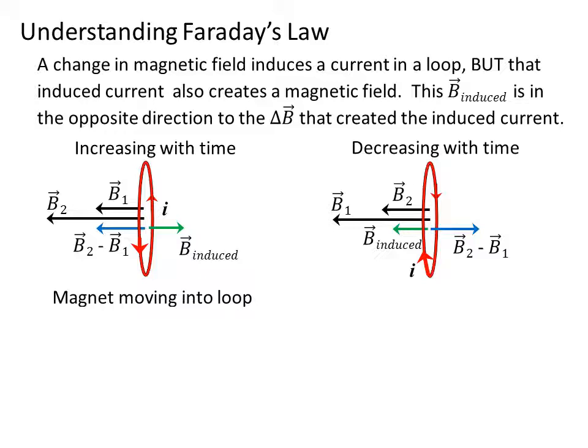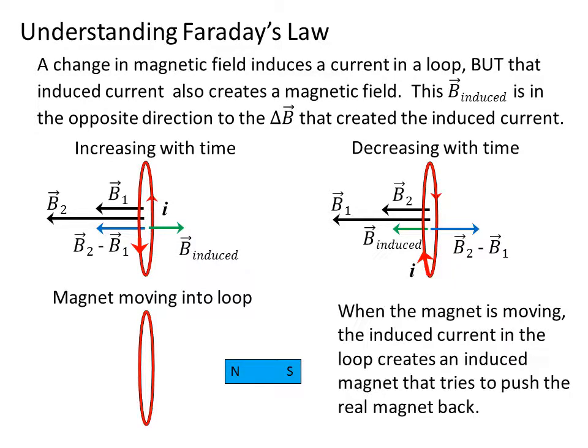We could also look at this in the case of a magnet moving into a loop. Here we have our loop and a magnet. When the magnet is moving, the induced current in the loop creates an induced magnet, or you can imagine an induced magnet that tries to push the real magnet back. So if we look at that, the imaginary magnet appears, and then it disappears when the motion stops.